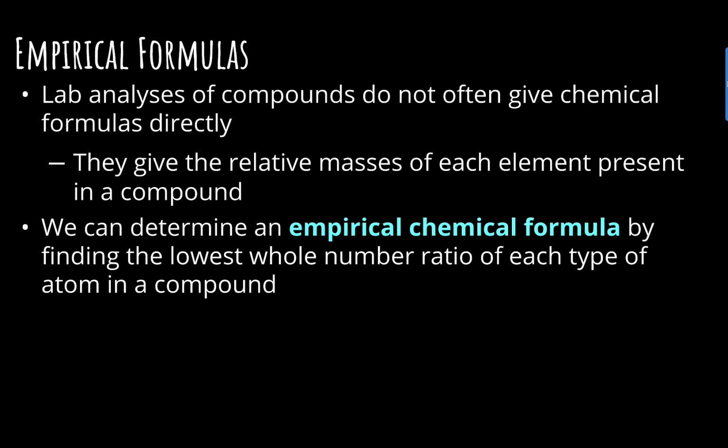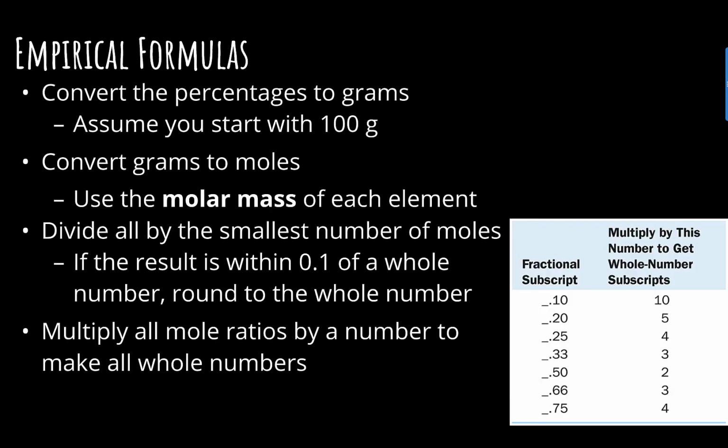And then later on, we'll come back and add on another step that then allows us to get to the molecular. But for today, we're just going to focus on how to get to the empirical chemical formulas. So to do that, we have to have the relative masses. So it's going to give you percentages of elements in a compound, or it's going to give you grams of element in a compound from an analysis.